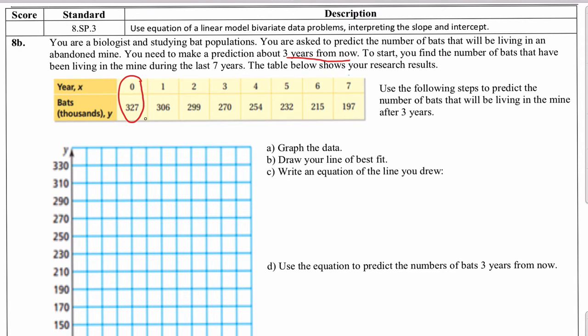Every year that goes on, it looks like the bat population is going down, down, down. And you're making a prediction of the bat population 3 years from now. So we'll assume that this is now. There's year 8, year 9, year 10. That's 3 years from now. So what's going to happen at year 10 is the question.